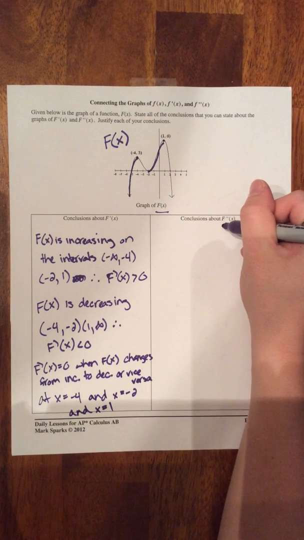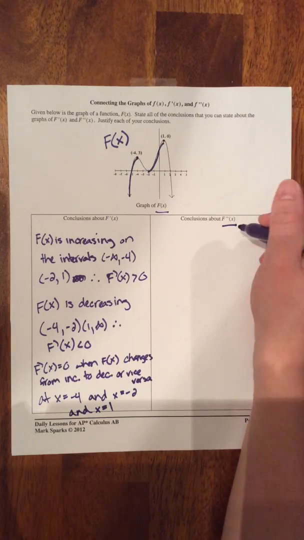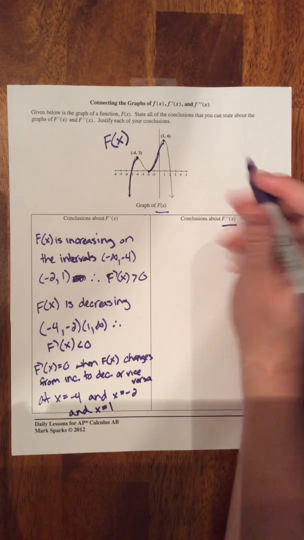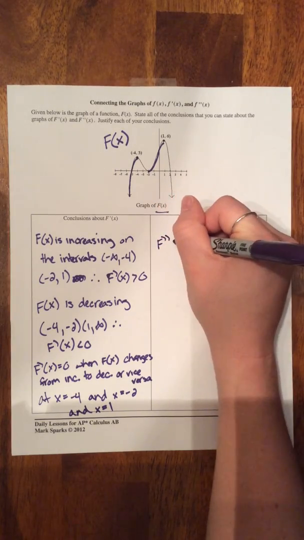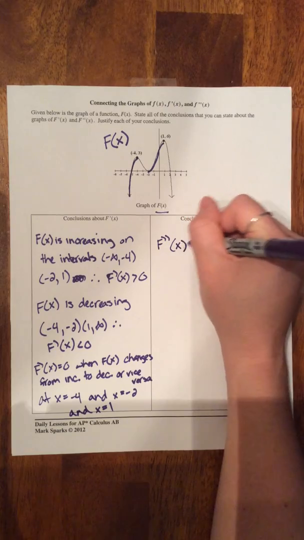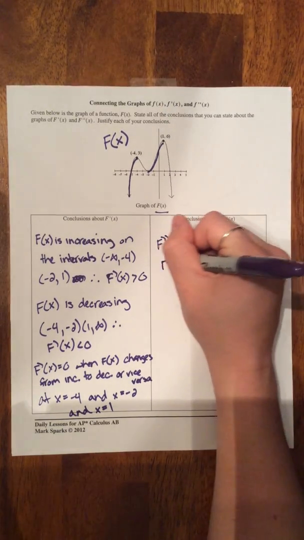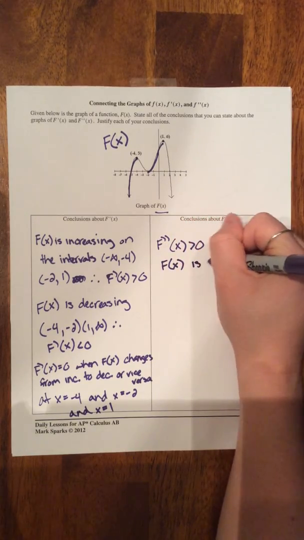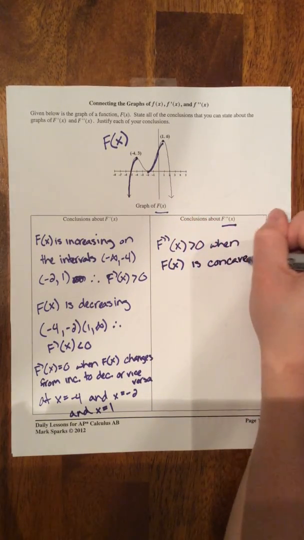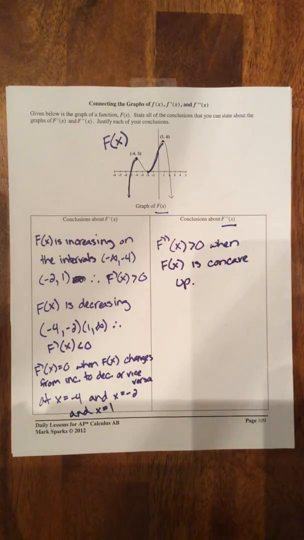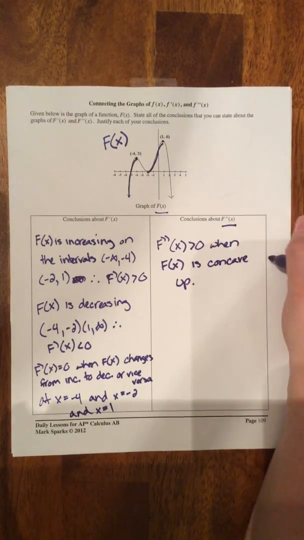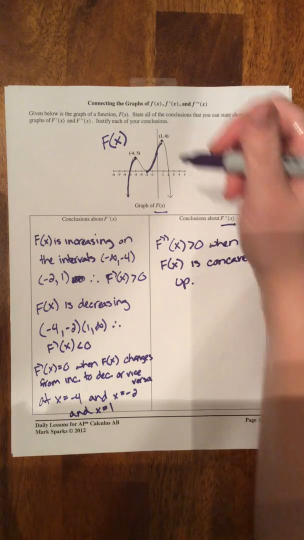This is the one that's a little bit crazy though, f double prime, just because we've been talking about this one just recently. F double prime deals with concavity. So f double prime of x is going to be greater than 0 when f of x is concave up. And so I'm going to go through and see when this happens. So f of x is concave up. Concave up looks like this. I'm going to see where that happens.